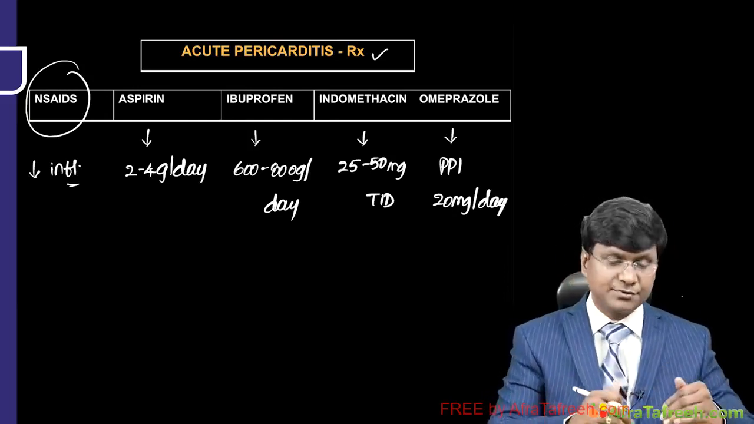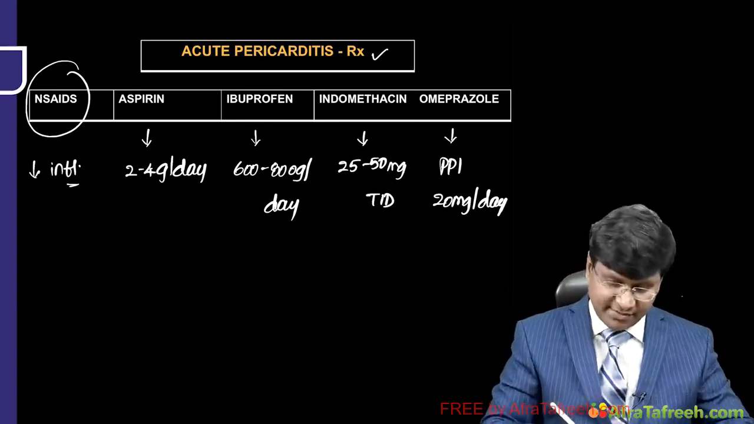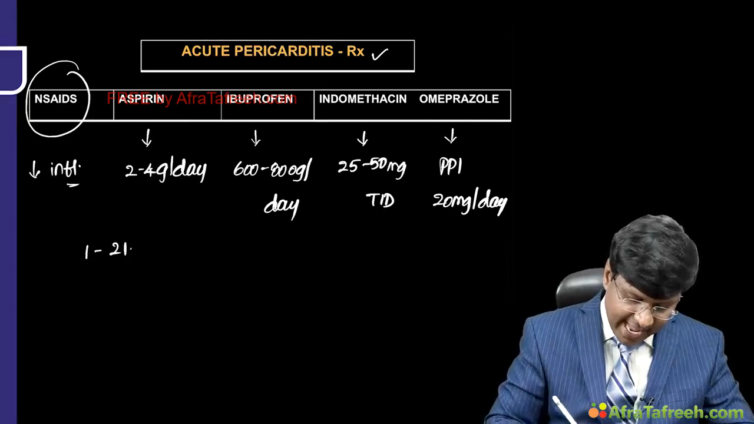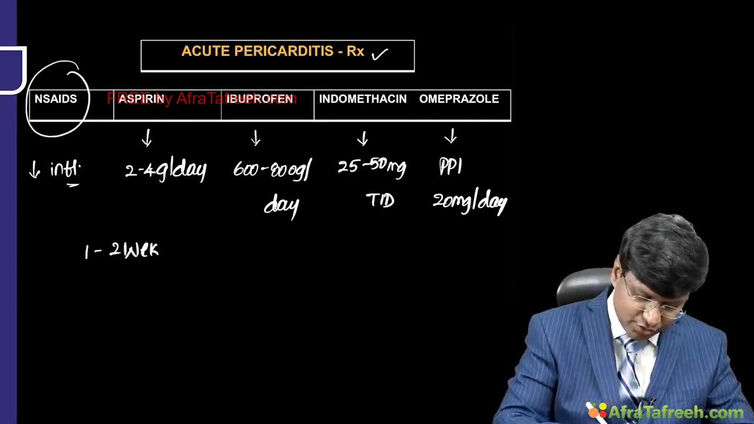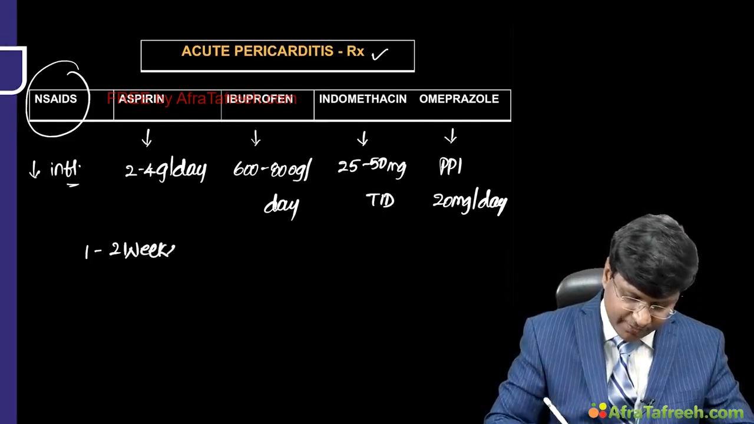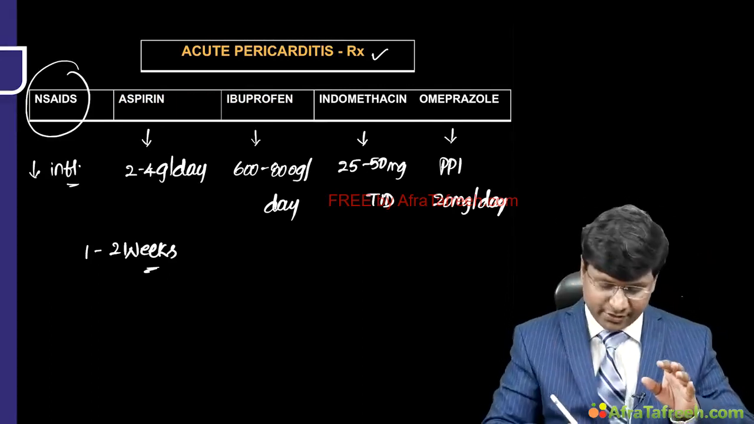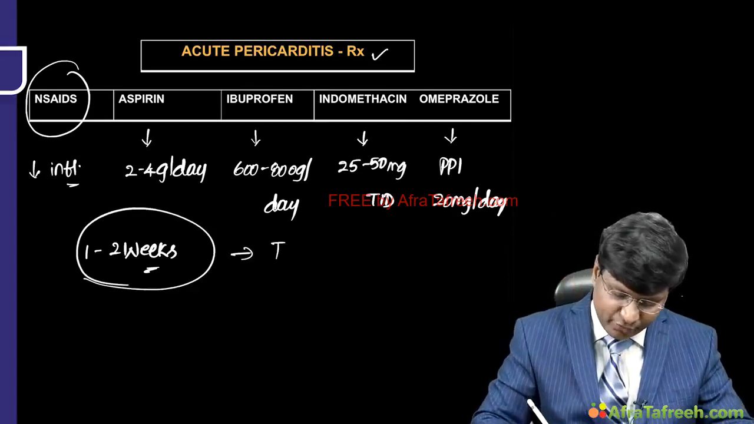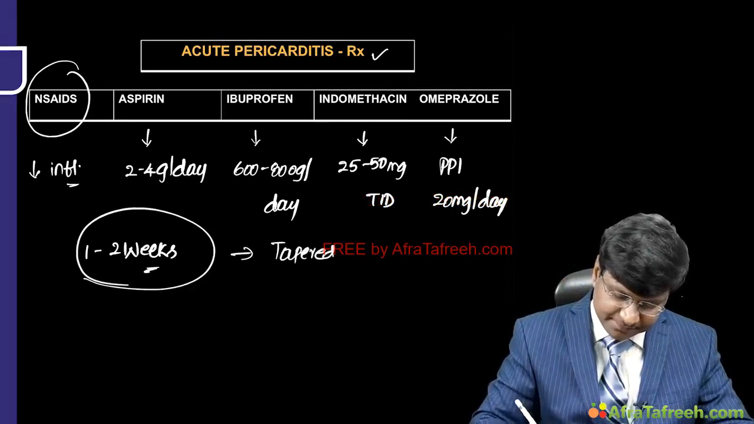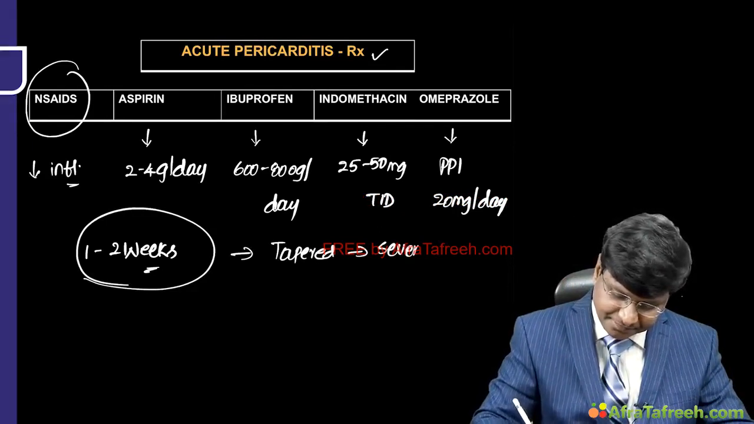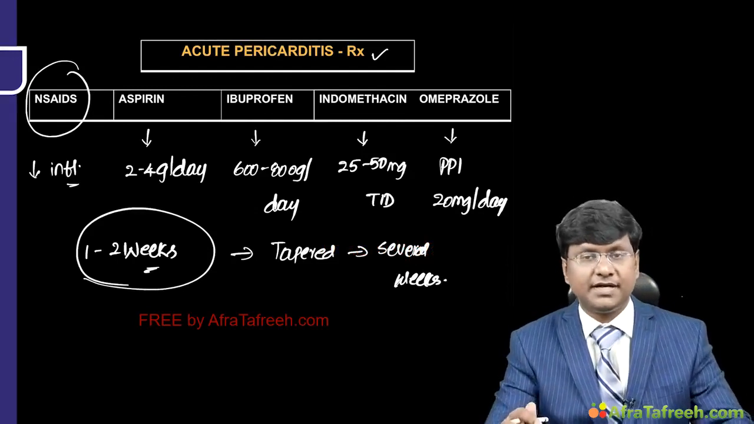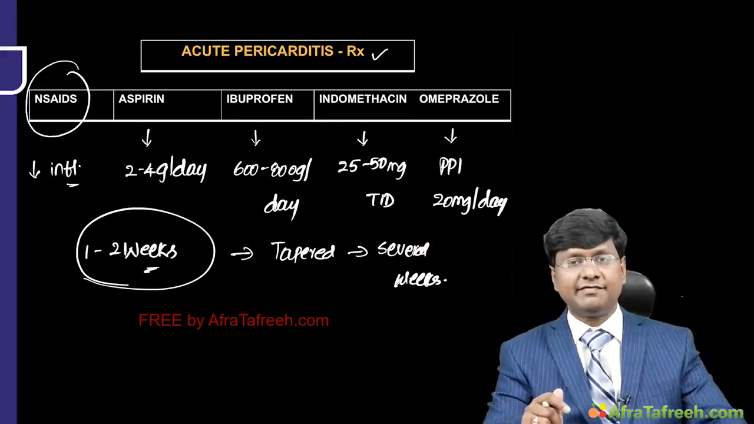For those patients who are responsive to NSAIDs, for how long do you need to continue these drugs? Either of these drugs should be given; not all of them should be given in one patient. In a responsive individual, these drugs have to be continued for around 1 to 2 weeks. Then they have to be tapered over several weeks. So this is about the treatment of acute pericarditis with non-steroidal anti-inflammatory drugs.